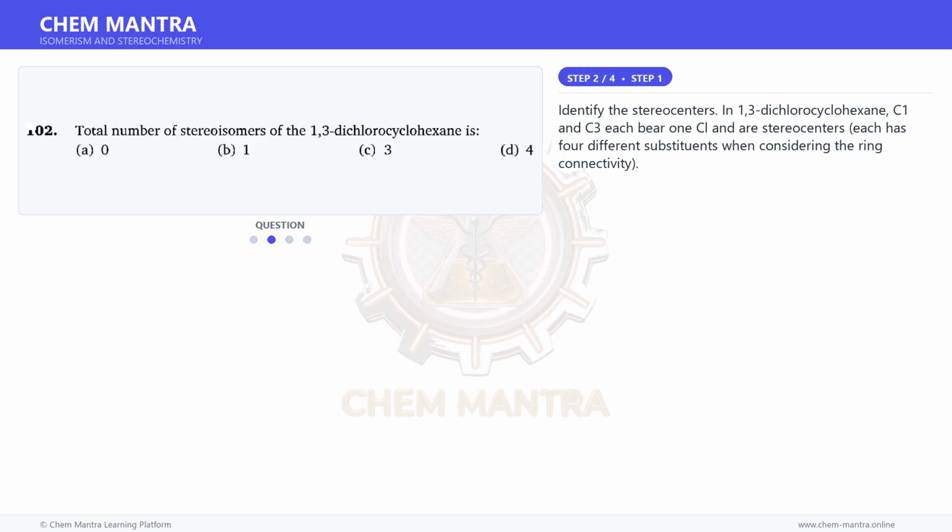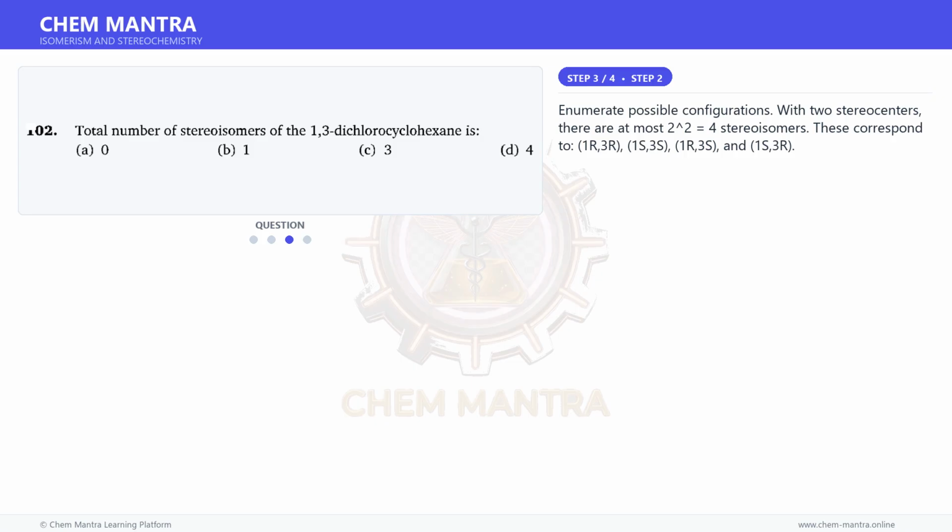Moving on to the next step. Identify the stereocenters. In 1,3-dichlorocyclohexane, C1 and C3 each bear 1 Cl and are stereocenters. Each has 4 different substituents when considering the ring connectivity.